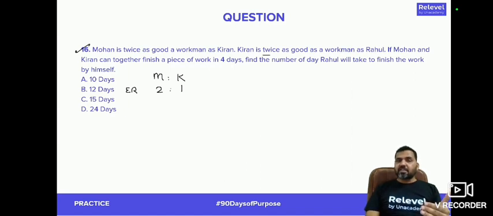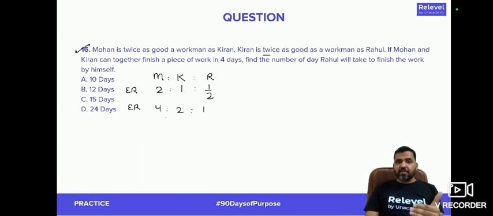And Kiran is twice as good a workman as Rahul. If Kiran is doing 1 unit of the work and is twice as good as Rahul, Rahul will be doing half a unit of the work, right? Now you can see the whole efficiency ratio is basically 4:2:1, multiplying all these values by 2.